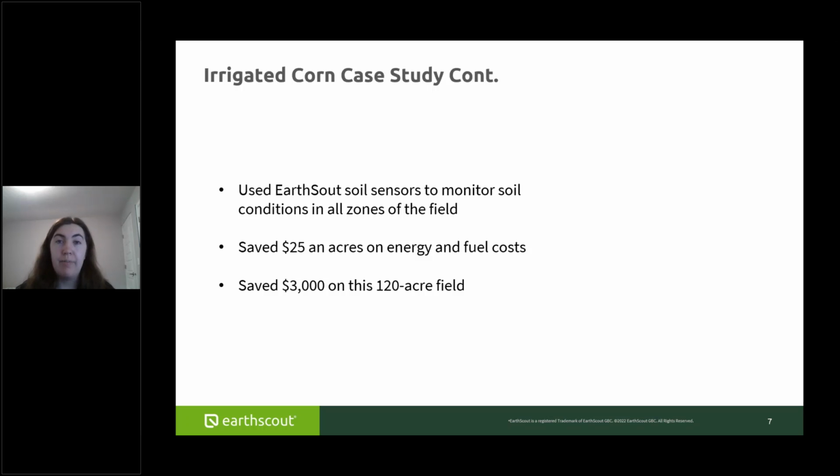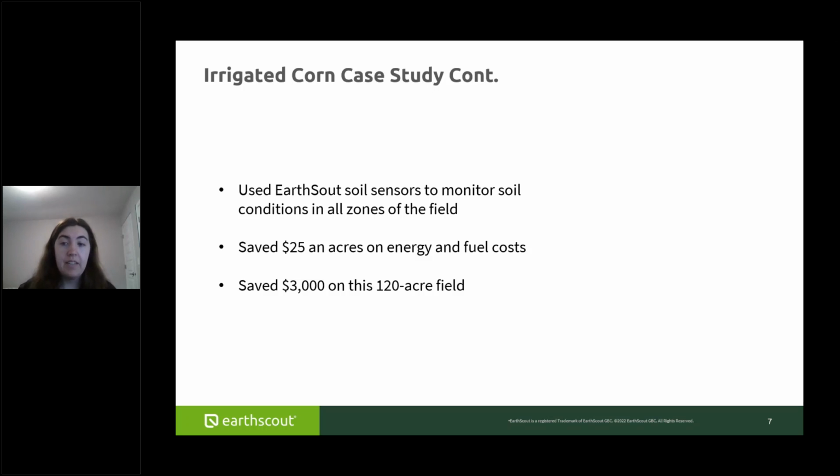So in 2 zones, the EarthScout data was not taken into account when watering. The remaining 6 zones were then divided so that there were 2 zones of each. They were irrigated so that 2 zones got 25%, 2 got 50%, and 2 got 75% of the amount of water that was applied to the control zone. Then our EarthScout sensors were used to monitor soil moisture levels in real time in all of the zones. And after the first few passes of the pivot, the irrigation prescriptions for each of those non-control zones were adjusted based on weather and soil moisture data collected by the EarthScout.